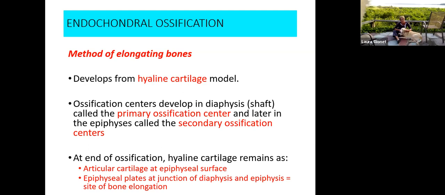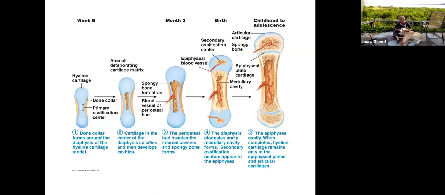And then the remnants, hyaline cartilage, are at the articular ends of bone in light blue, and are found at the epiphyseal plates for bone elongation. So you start out entirely with hyaline cartilage, and then you replace that with as much bone as possible. At the end of ossification, hyaline cartilage remains as the articular ends of bone, often indicated in light blue, and the epiphyseal plates, the junction of the diaphysis and the epiphysis, where bone elongation will occur.